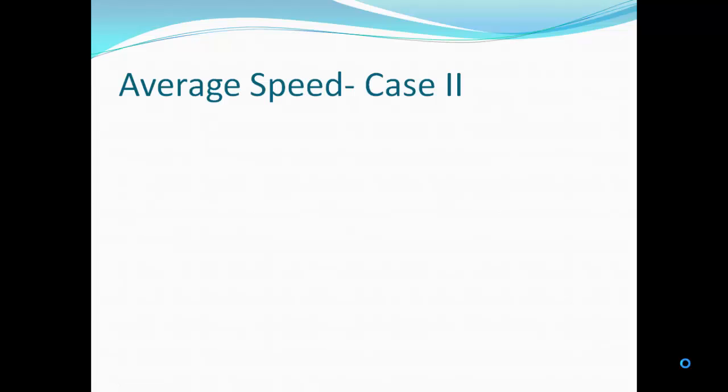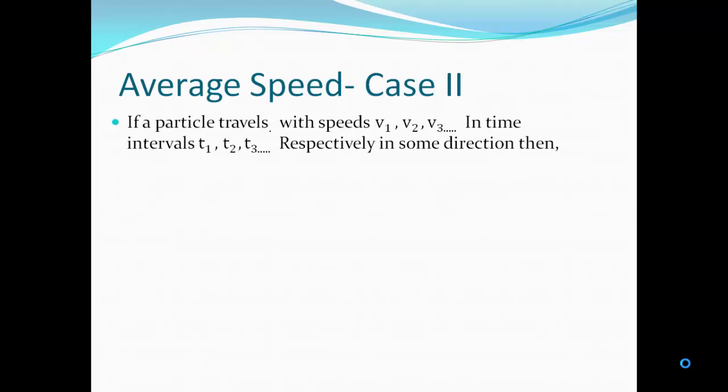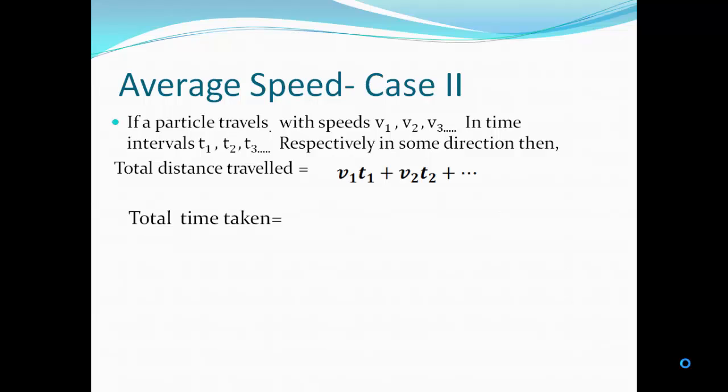Now, case 2 for average speed. If a particle travels with speeds v1, v2, v3 and so on in time intervals t1, t2, t3 and so on respectively in some direction, then total distance traveled will be v1 t1 plus v2 t2 and so on up till vn tn. Total time taken will be t1 plus t2 plus t3 and so on.